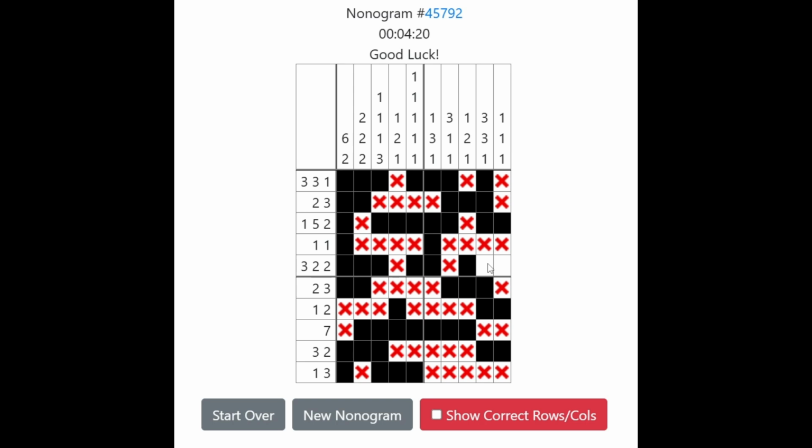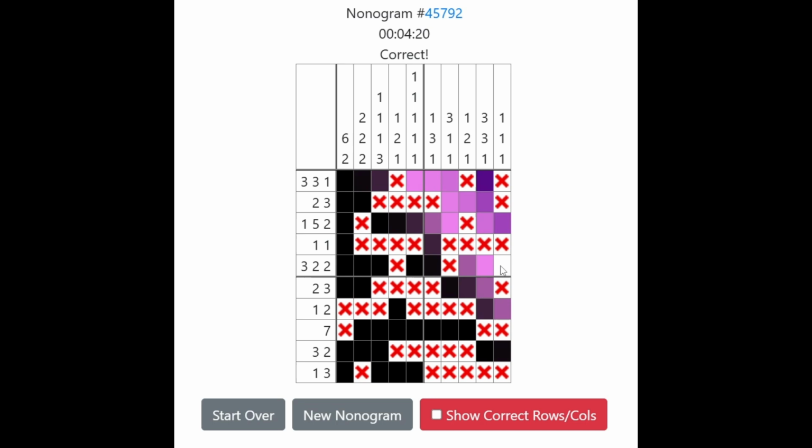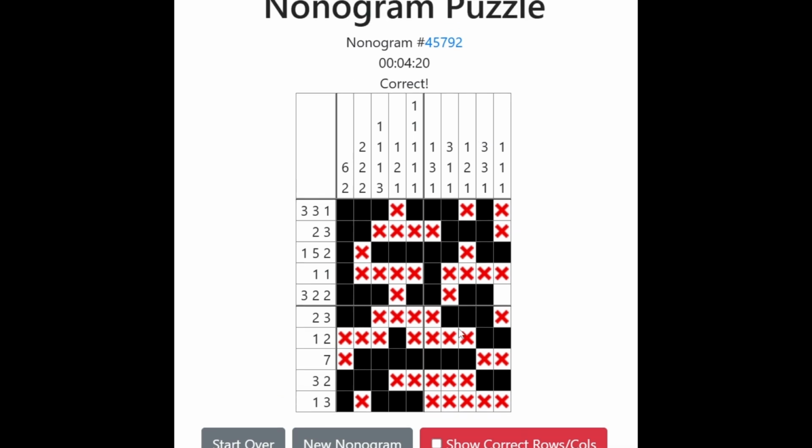Please let this be correct. Ah, that is a satisfying rainbow. And we did it in 4 minutes. Hooray! Wow, thank you for sticking with me. I was definitely getting worried. I hope you enjoyed this nonogram.